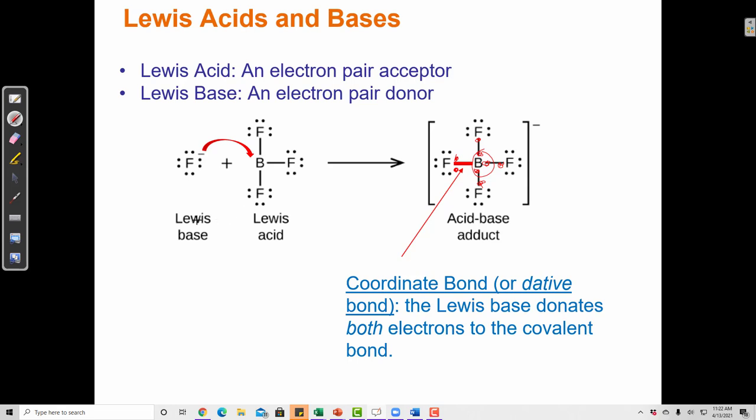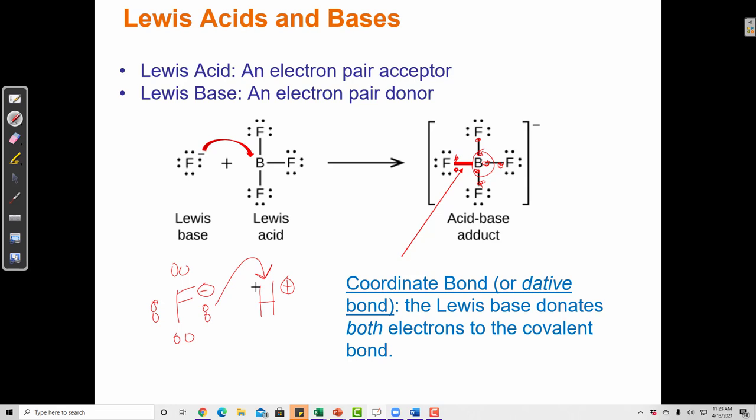So the F minus is considered a Lewis base because it's donating a pair of electrons, and the B is considered a Lewis acid because it's accepting that pair of electrons. So F minus can be a Lewis base, or F minus could be a Bronsted base, right? We can draw this same picture. Let me put the lone pairs in here. We can draw this same picture, and F minus is going to reach out and grab H, right?